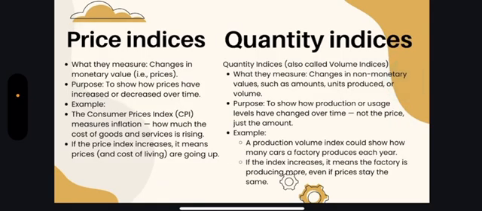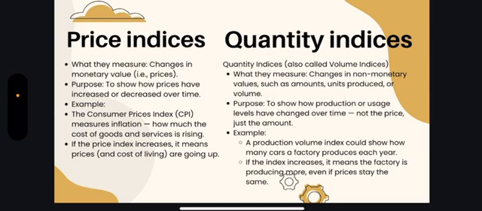Now let's take a look at price indices and quantity indices. So what are price indices? Price indices measure changes in monetary value, for example, prices. The purpose of price indices is to show how prices have increased or decreased over time. For example, the consumer price index, CPI, measures inflation, how much the cost of goods and services is rising. CPI is not only used in the United Kingdom, but also internationally. Malaysia also uses CPI. If the price index increases, it means prices and cost of living are going up.